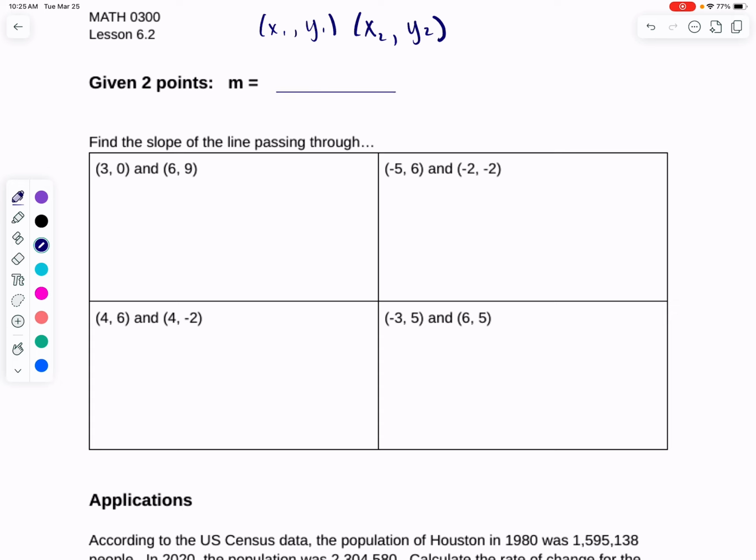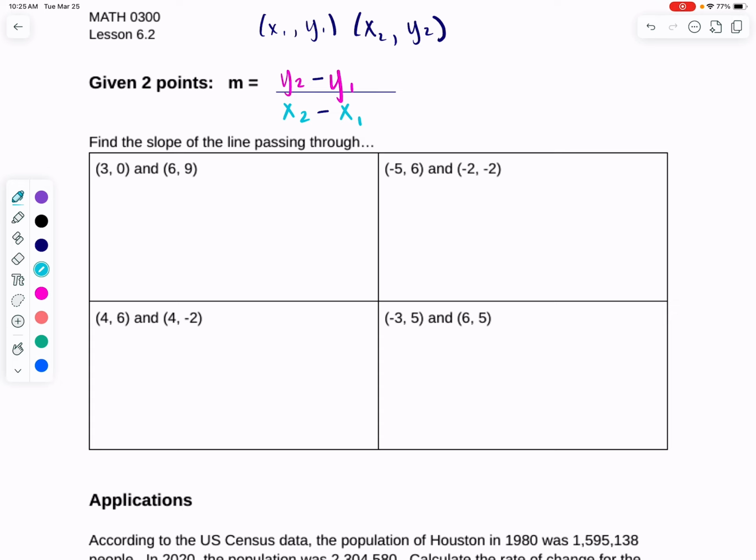Slope formula says y2 minus y1 divided by x2 minus x1. Now I use the different colors because everything in dark blue you have zero control over.